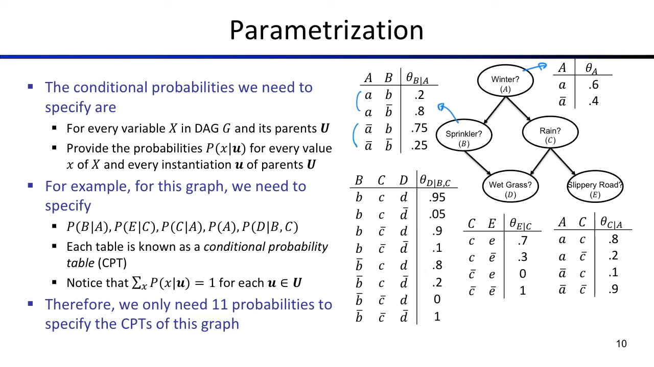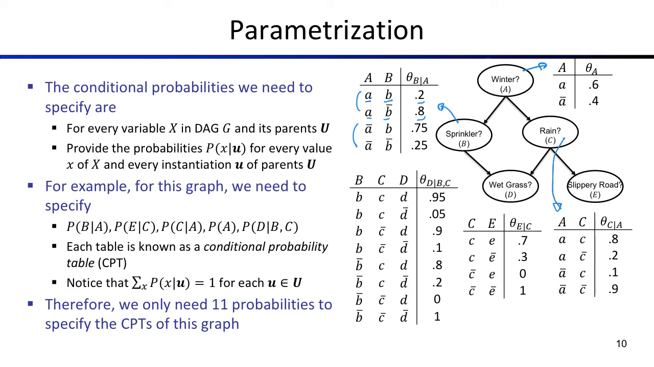So we can say, for instance, that if it is winter, the probability of the sprinkler being activated is smaller. If it's not winter, it should be hotter, and we need to activate the sprinkler more often. The same thing for variable C. So C is rain, and its conditional probability is specified in here. C has A as a parent, and is the probability of rain.